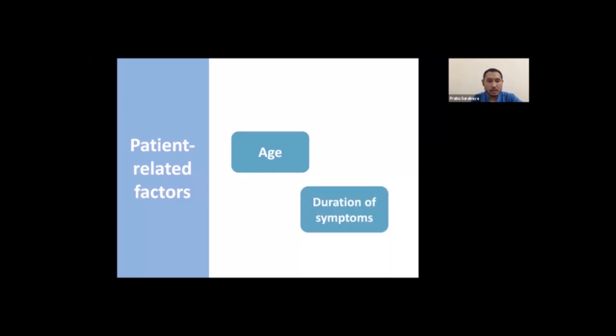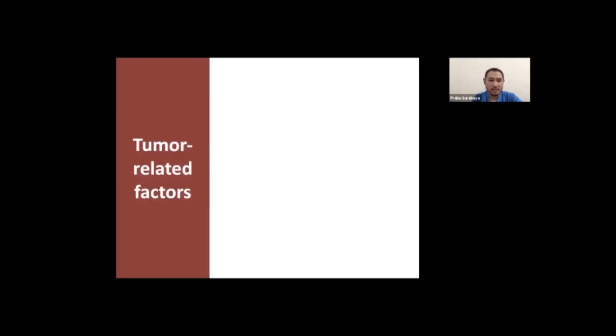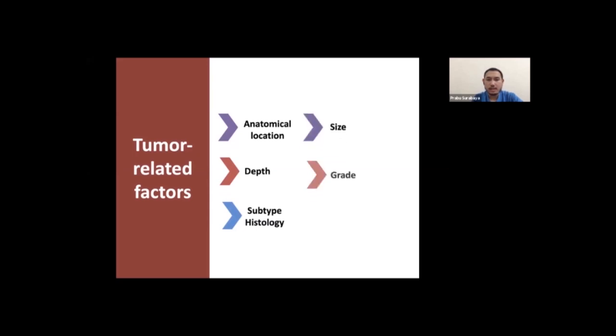The second is duration of symptom. Men or women with soft tissue sarcoma with a longer duration of symptoms than people with a short-term disease will have a bad prognosis in soft tissue sarcoma. The second is tumor-related factor. In tumor-related factor, there is anatomic location, depth, subtype histology, size, grade, and compartmentalization.